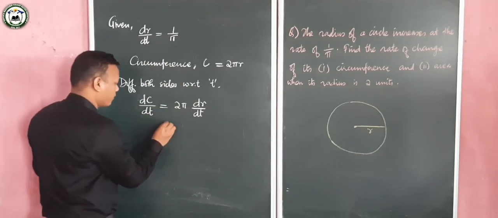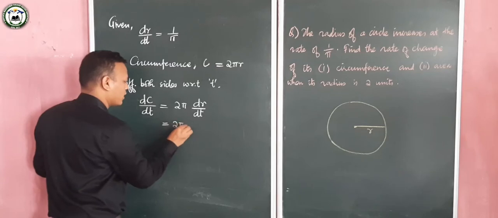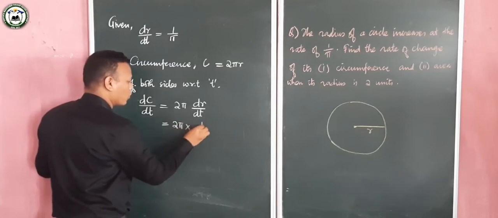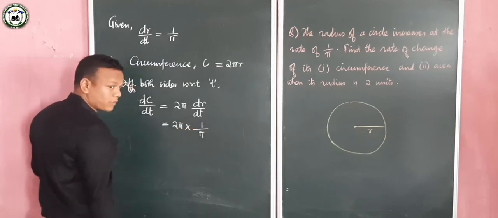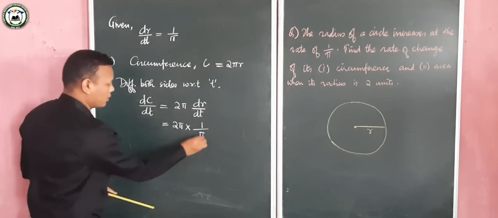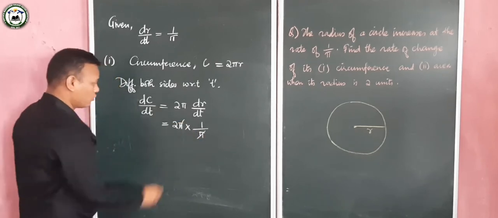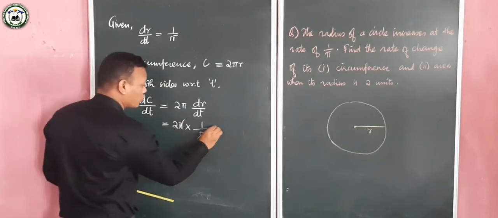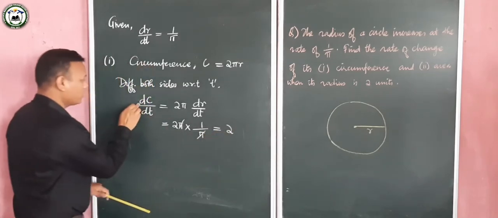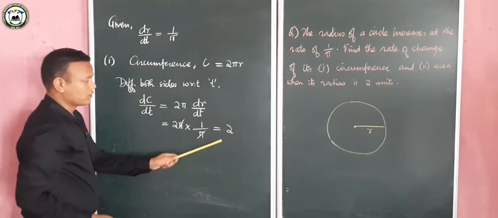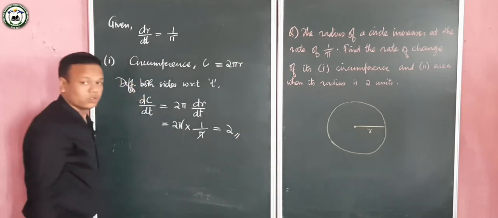So we have 2 pi into 1 by pi. Pi and pi get cancelled, so we have 2 into 1, which equals 2. So the rate of change of circumference will be equal to 2 units.